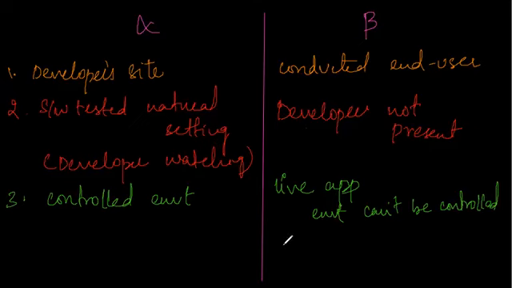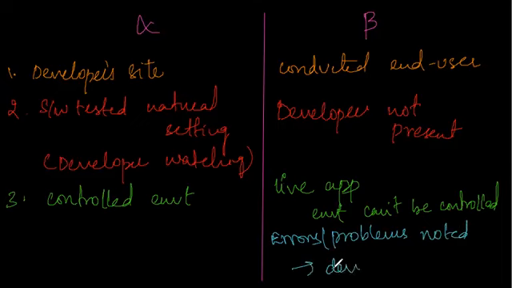Now at the end of beta testing, the different errors that are present at the end user side, all those errors or problems will be recorded or noted and will be passed to the developer for making any changes or for providing service. So there's a difference between alpha and beta testing. This is an important short answer.